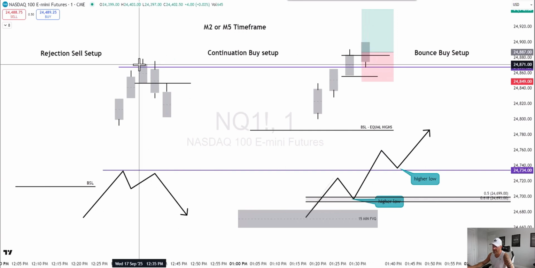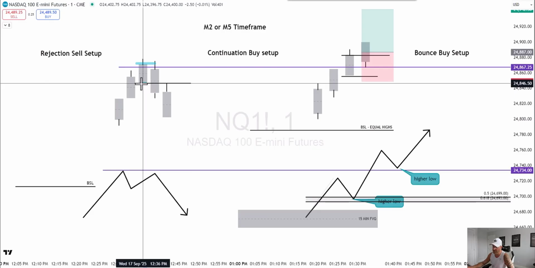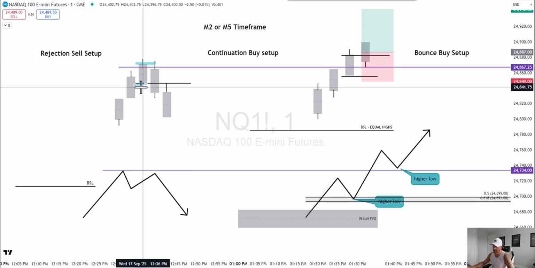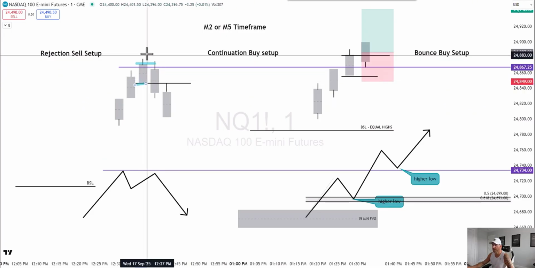So say this bearish candle opens here, right? And then closes down here. We open, it pushes up and then closes here. We want to take the close of that candle. Okay? So that's how we want to do it.